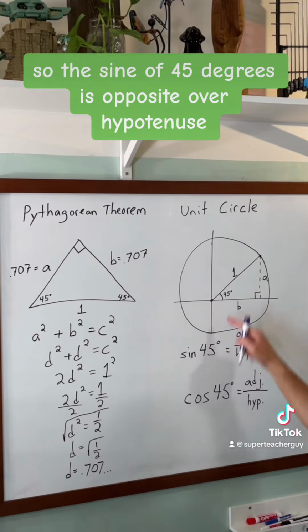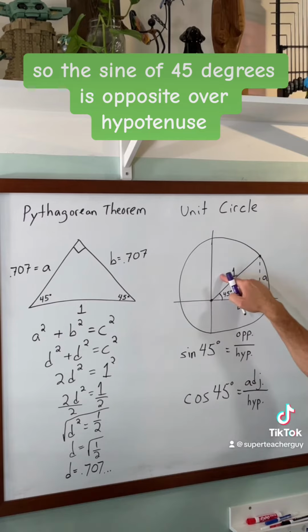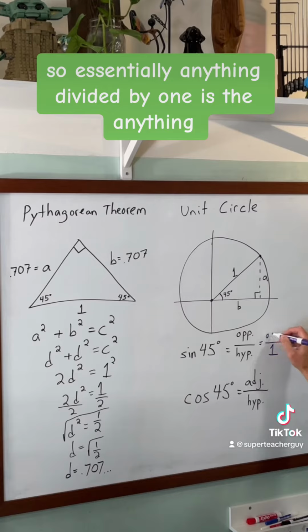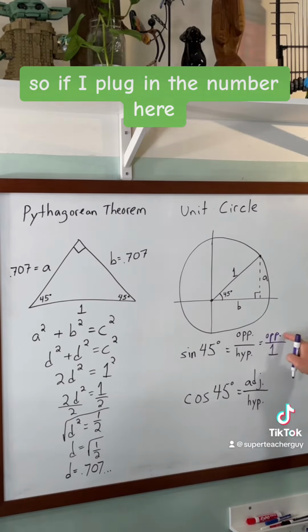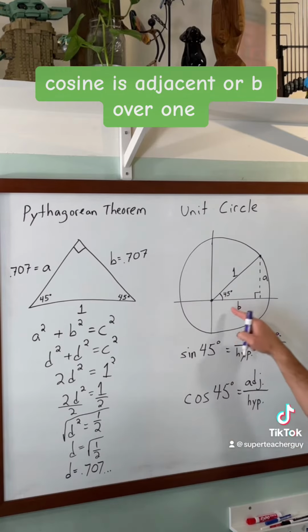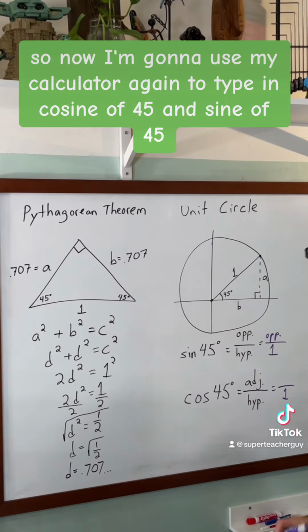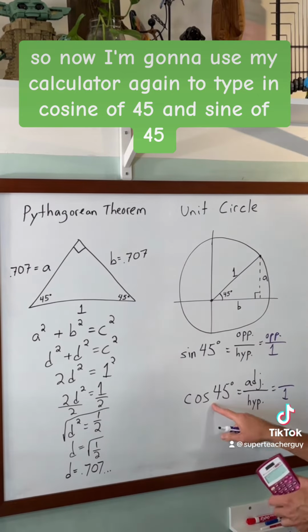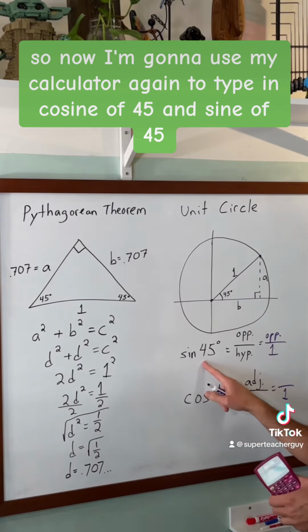So the sine of 45 degrees is opposite over hypotenuse. The hypotenuse is 1. So essentially anything divided by 1 is the anything. So if I plug in a number here, that's going to be the answer. Same thing for cosine. Cosine is adjacent, or B over 1. So now I'm going to use my calculator again to type in cosine of 45 and sine of 45.